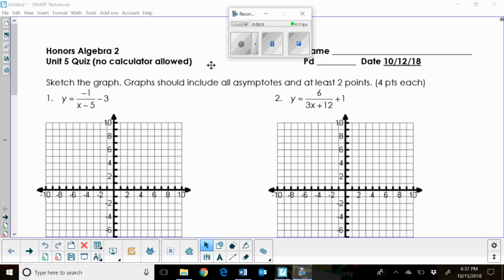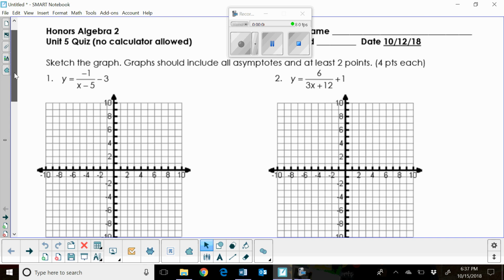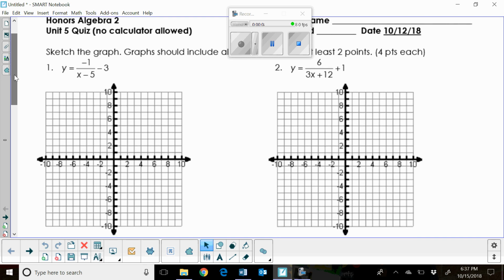Hey class, I am going to go over this quiz so you can see how to do everything. I know we reviewed in class, but I thought you might have some other questions. So here we go. Let's try to sketch this graph. Well, what do we know?